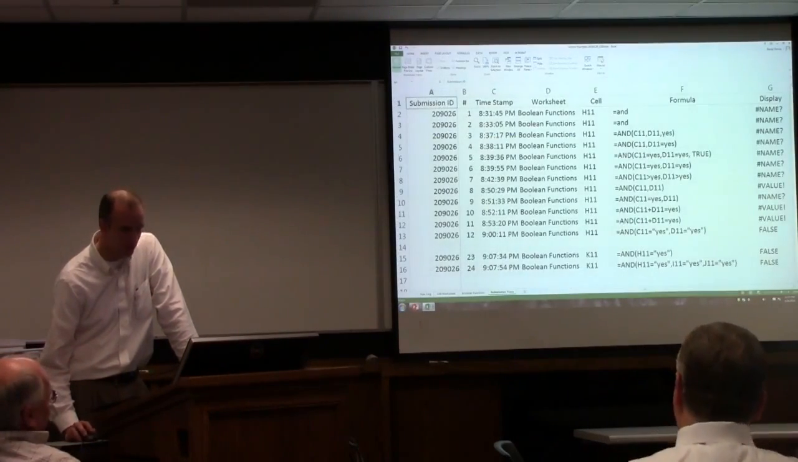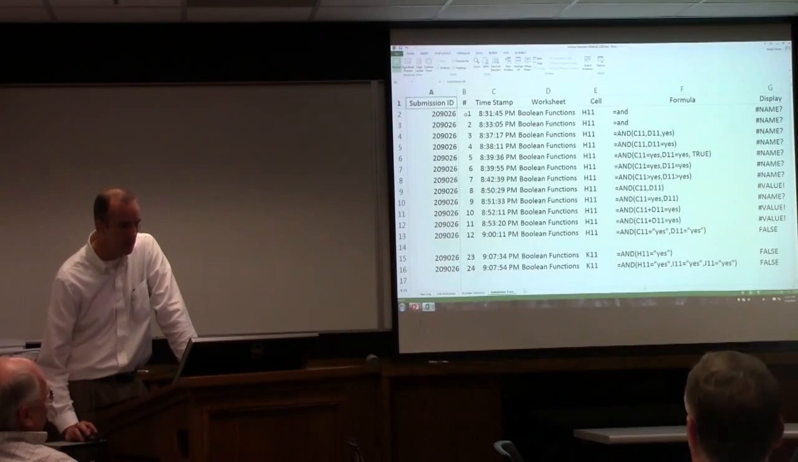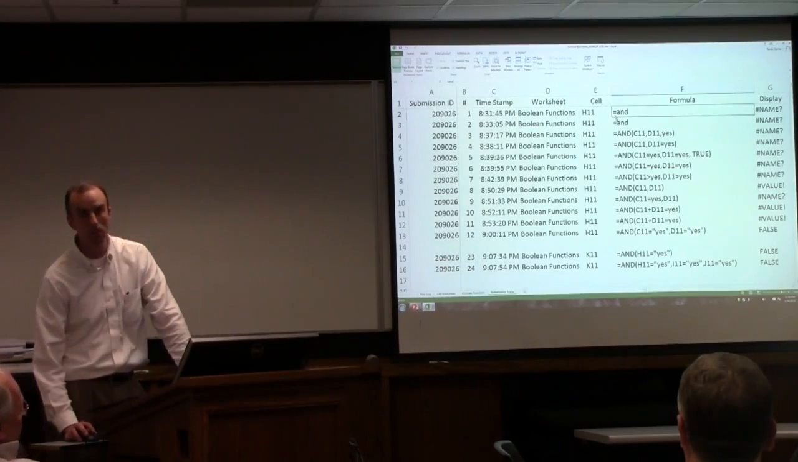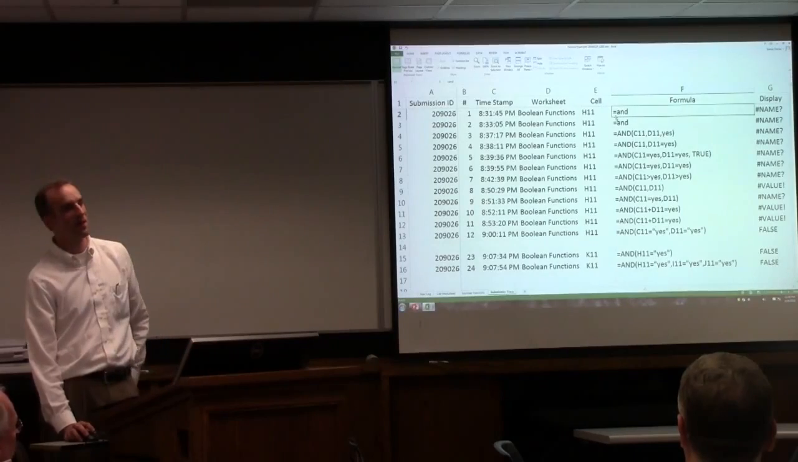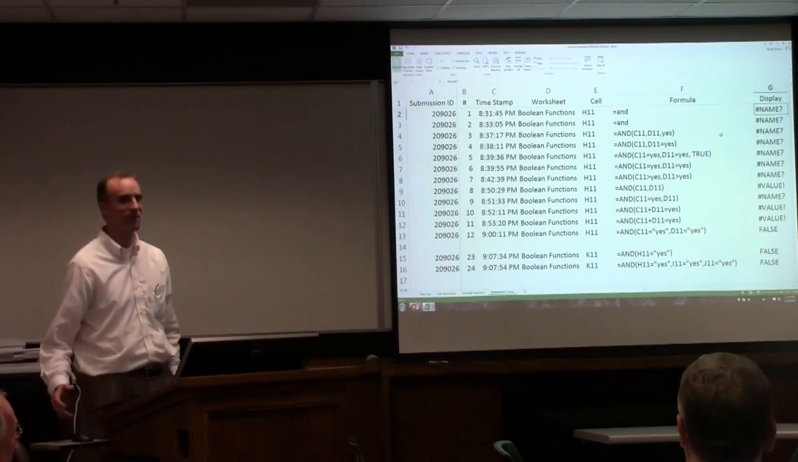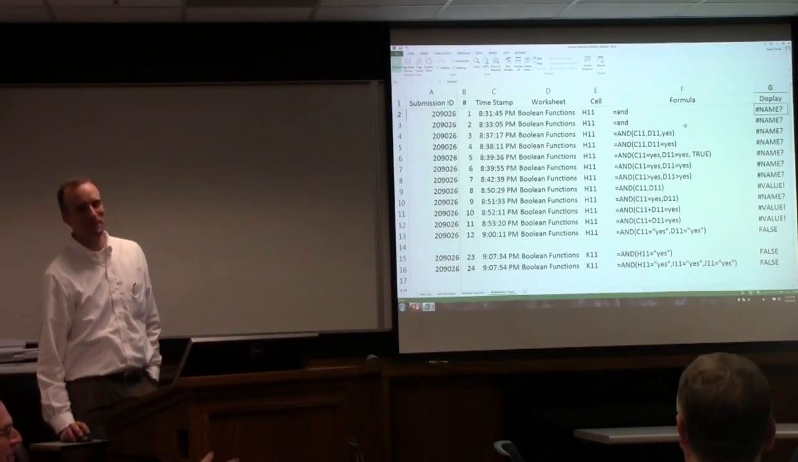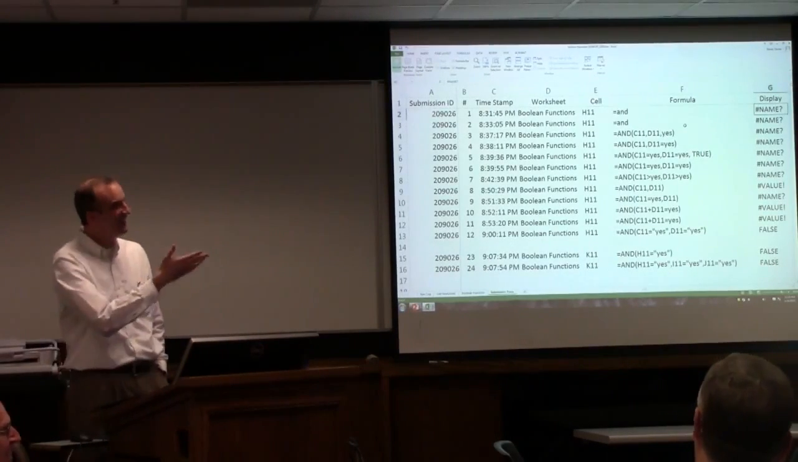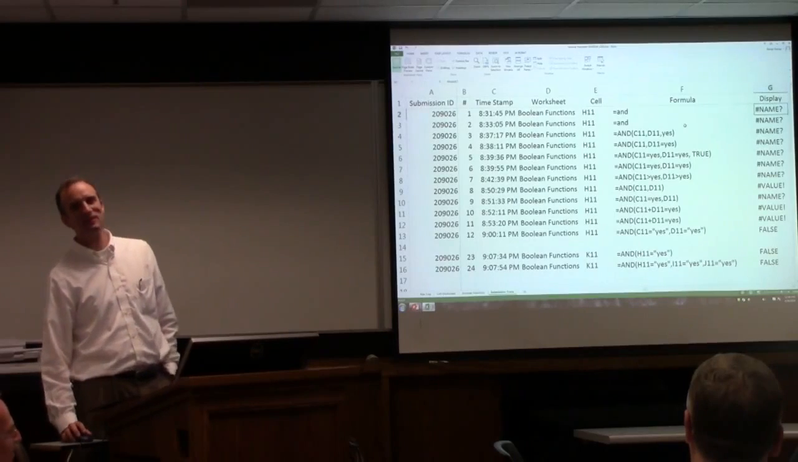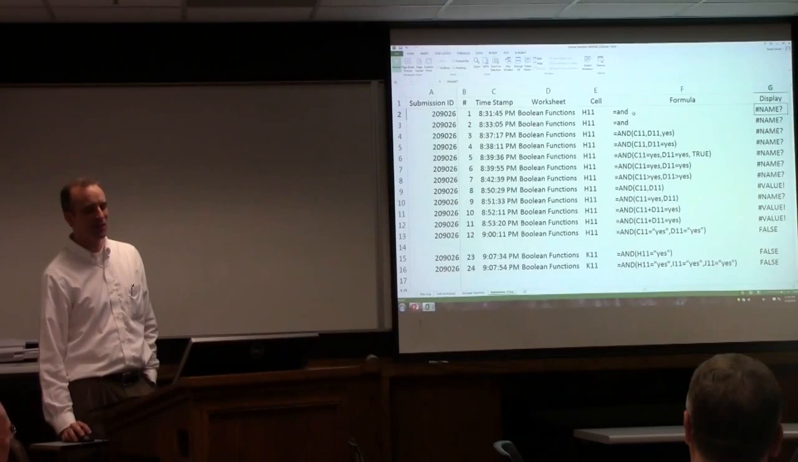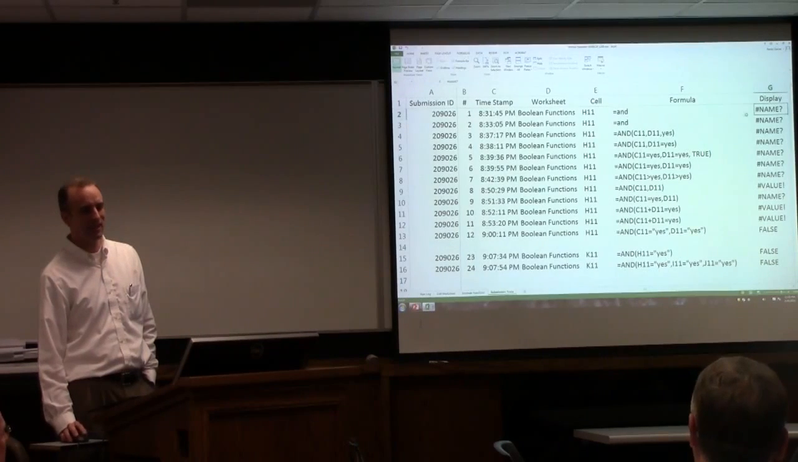So we go to the submission trace. Here's a submission. Their first action in that submission was this H11 cell. We have a timestamp for it, and this is the first thing they did. They put equals AND. And the display was, has anybody seen that display before? Pound name. Which means? That helps. Nice, Excel is swearing. That means it didn't complete the function. Excel doesn't know what that is, right? It's not quite a function, it doesn't have the parentheses, that's the error message for that input.